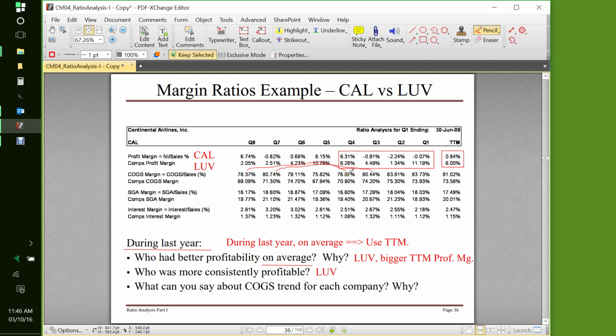So comparing, let's just do Continental first. 78, 76, not much of a big difference. 80% and change to 80% and change, not much difference. 79 to 84%, that's a big increase. And then 75% to 83%, that's a very big increase. So let's say for Continental, we can say that COGS is increasing materially during the past 2 quarters.